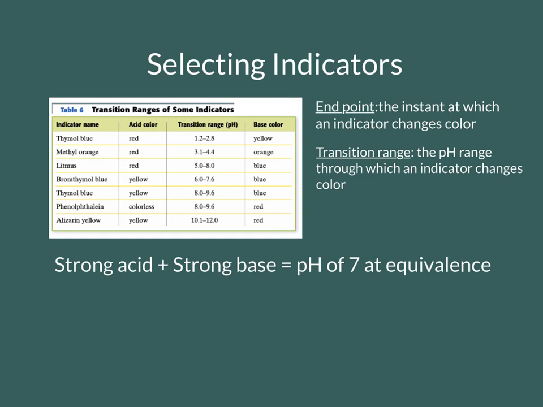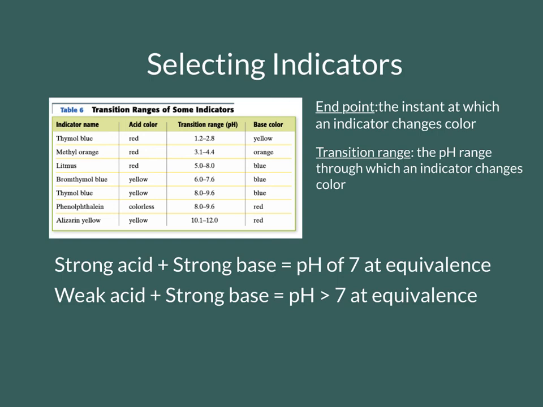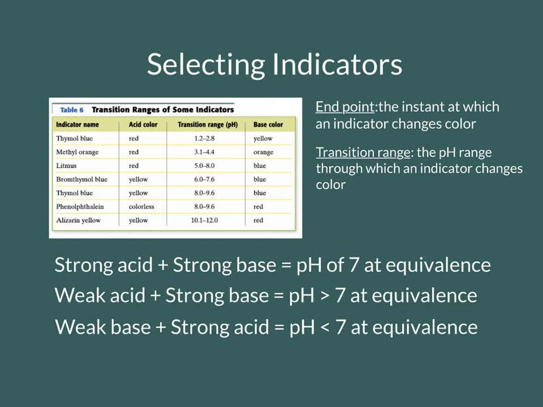However, if we have a weak acid being titrated by a strong base, then our equivalence point is going to be greater than 7. It's going to favor that strong base. So thymol blue or phenolphthalein would be a better choice because their transition ranges are higher in the base range. Conversely, if we had a titration with a weak base and a strong acid, our equivalence point would favor the strong acid and be lower on the pH scale, perhaps around a pH of 4, so methyl orange might be a good indicator to choose for this type of titration.